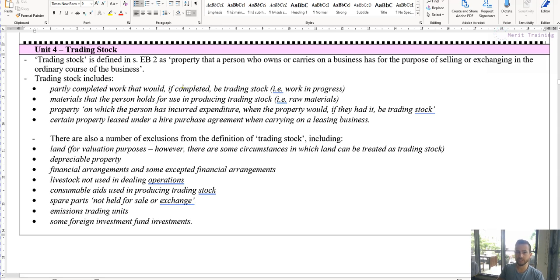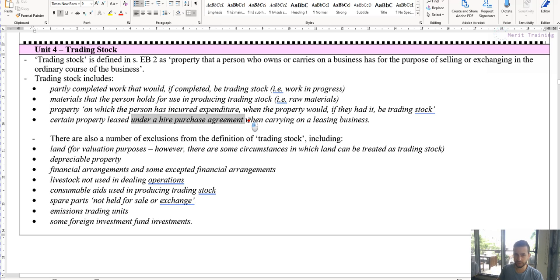Take Tesla, for example, manufacturing cars. Half-produced cars, which are mostly assembled but not completed, would still count as work in progress, as would the completed cars on hand. But also any materials they've got hanging around, like the iron ore, the lithium for the batteries, that would all be raw materials. That would also constitute trading stock for Tesla. And also property on which the person's incurred expenditure when the property would, if they had it, be trading stock. For Tesla, this probably isn't as relevant, but if you're a property developer and you've got a building that's half developed and they've incurred expenditure on getting to that state, even though it's not a completed apartment, it would still be trading stock in that case.